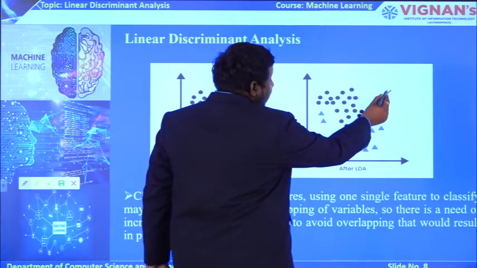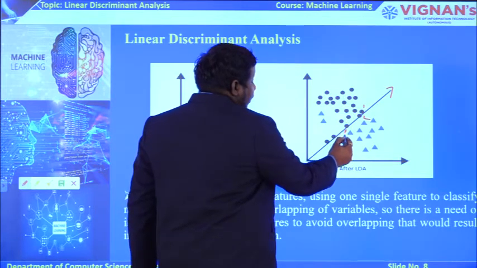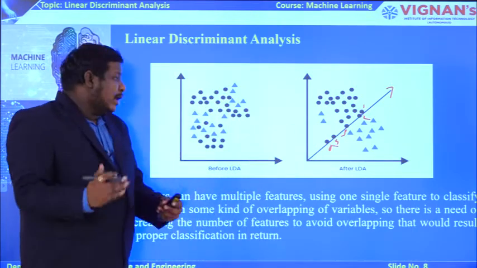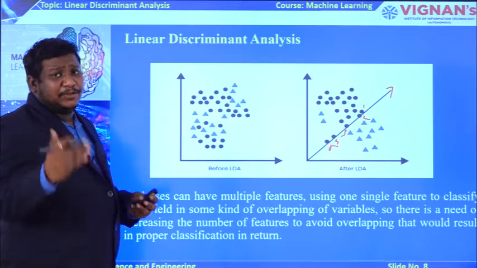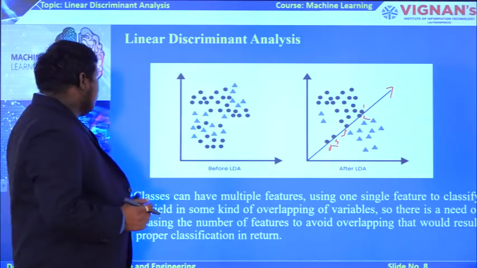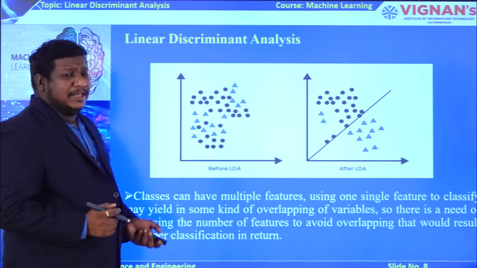How many variables are we considering here? Not a single variable, but 1, 2, 3, 4, 5 variables. Considering more variables to separate the classes will give you good results in return. That is the main difference between before linear discriminant analysis and after linear discriminant analysis.